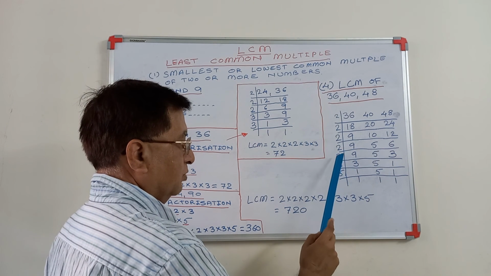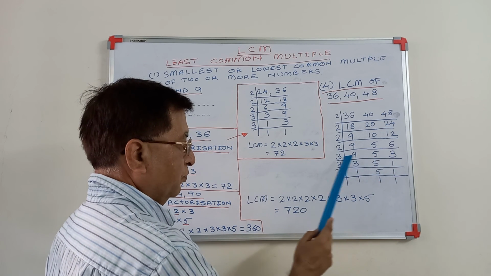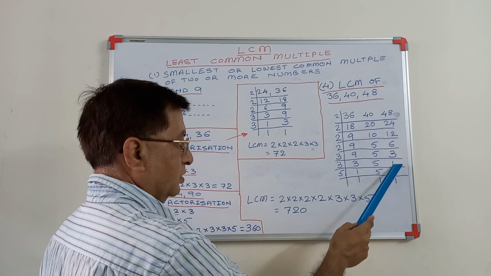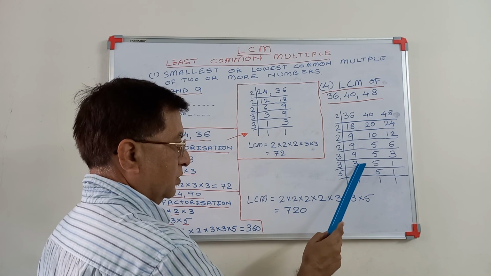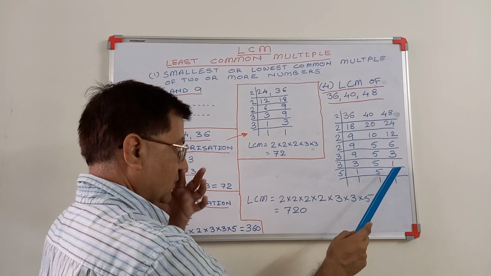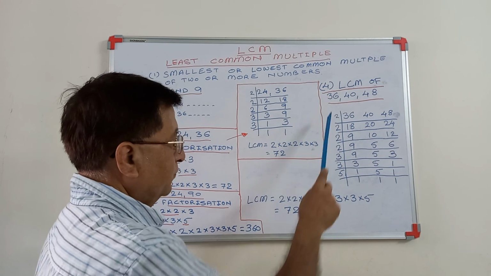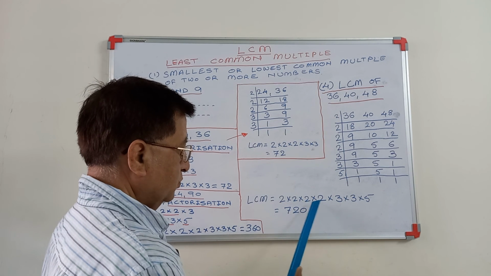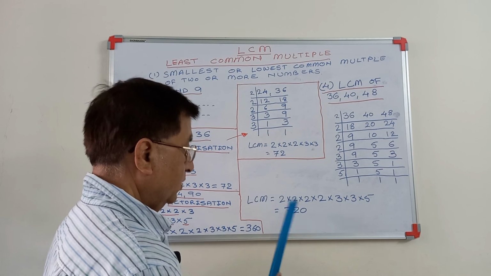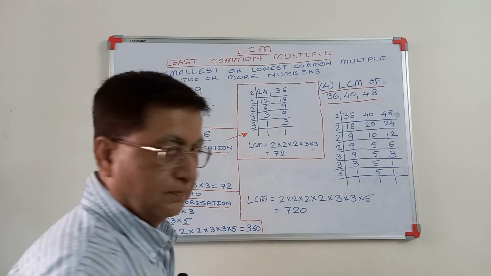Now 3 and 9 can be divided by 3. So we divide by 3. 5 we carry forward over here. So 9 divided by 3 is 3, 5 same over here, 3 divided by 3 is 1. Still we can divide by 3 because we have 3 here. So 3 divided by 3 is 1. This is 5, this is 1. And now we have 5 over here, so we can divide by 5 and we get 1. So when we multiply all these numbers, 2 times 2 times 2 times 2, 3 times 3, times 5, we get 720. So 720 becomes the LCM of 36, 40 and 48.